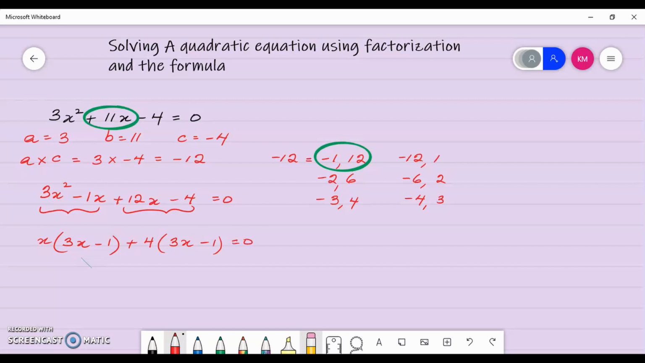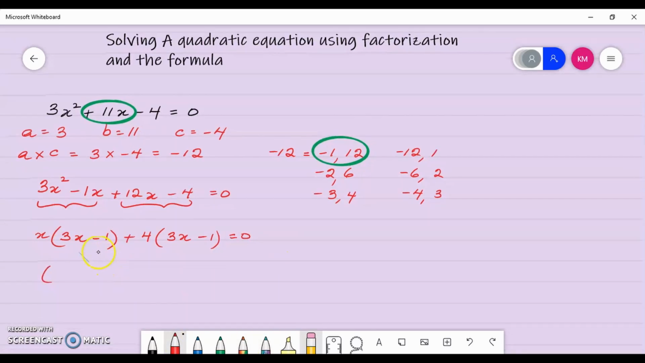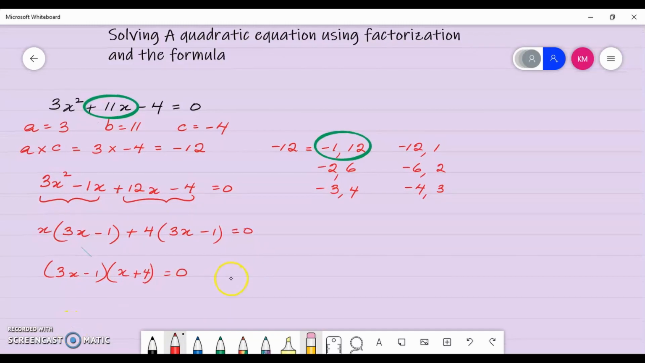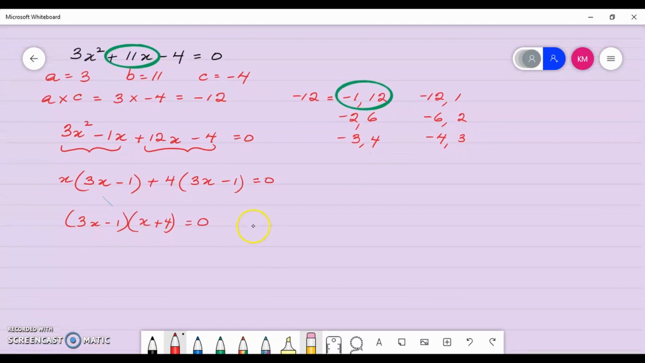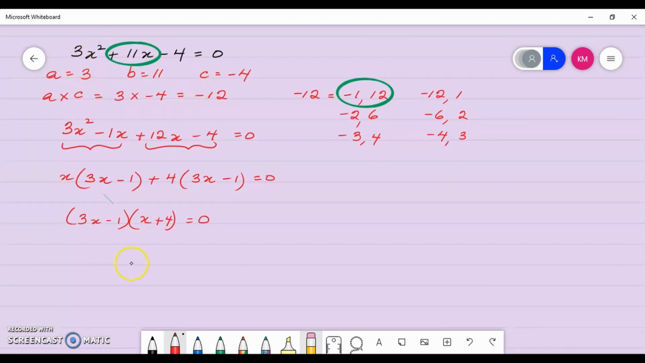And I have those two brackets being common, so I'm going to take out those brackets. I'm going to get 3x take away 1 multiplied by x plus 4 is equal to 0. So that is factorization of our quadratic equation.